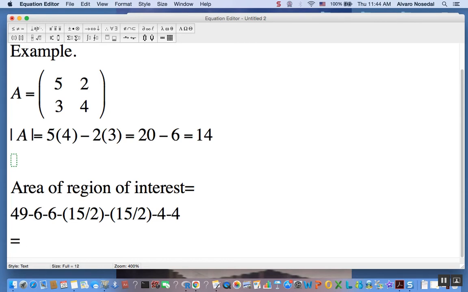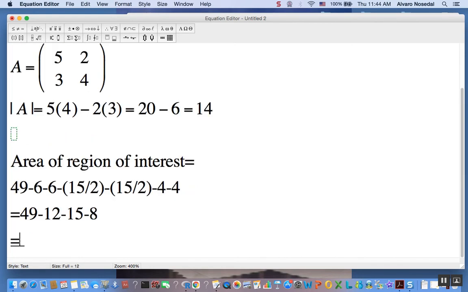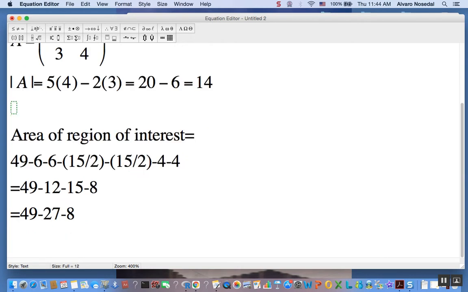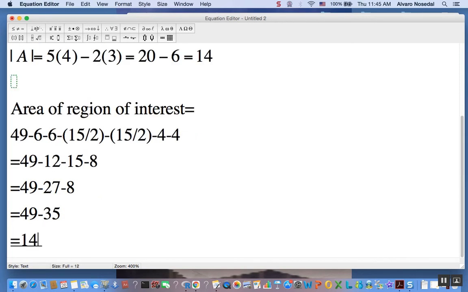So we have 49 minus 12. Since we have 15 divided by 2 minus 15 divided by 2, that happens to be the same as minus 15. We combine these two guys, minus 8. So now we have 49 minus 27 minus 8. That's 49 minus 35, which happens to be 14. Nice! The same result that we obtained before. Okay?